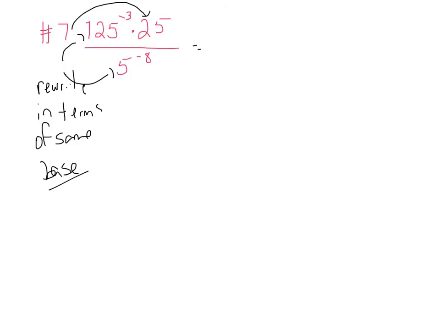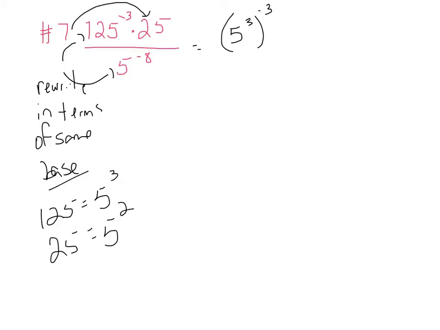Well, 125, that's really 5 to the third power, folks. Think about that. 125 is really 5 to the third power. That means this says 5 to the third power to the negative third power. And 25 is really 5 to the second power. And the bottom is already in terms of 5. Well, sweet. Now I can use my laws of exponents because everything has the same base.